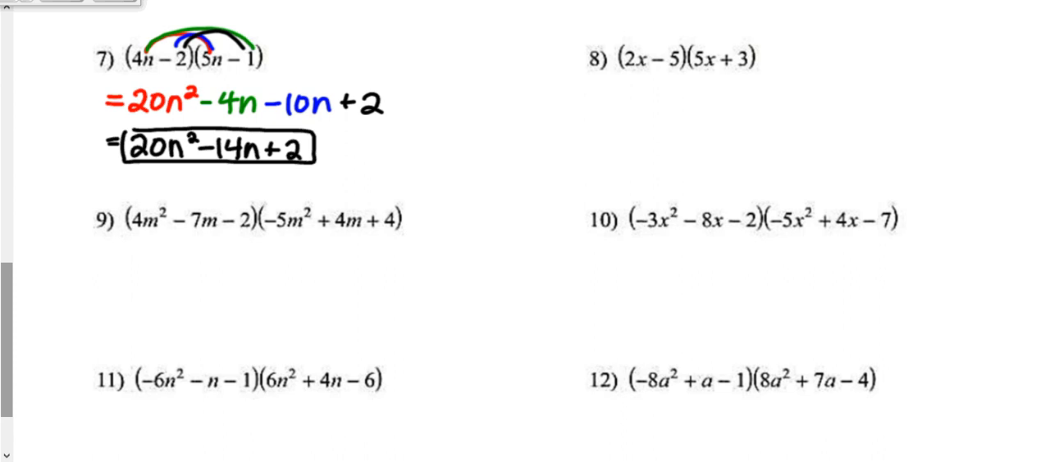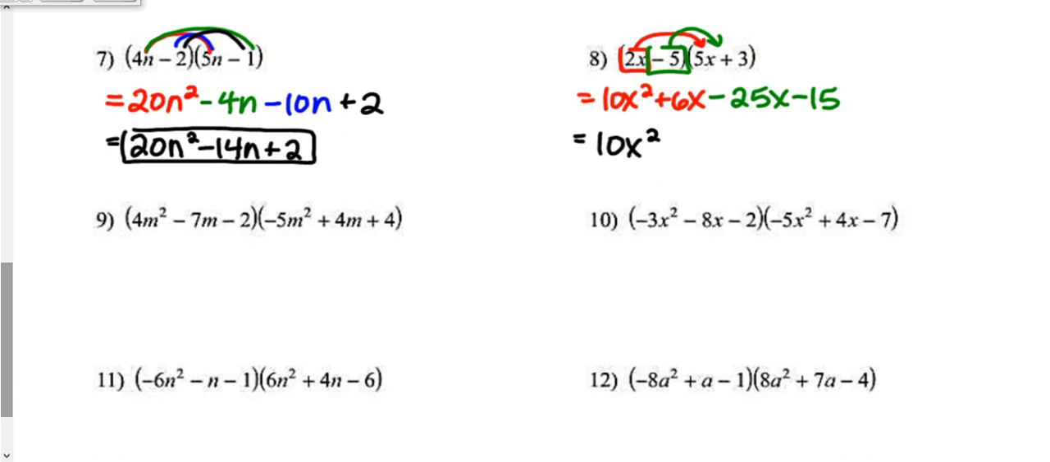So you can use this strategy again on number 8, but I just want to show you kind of looking at it a different way. So what you can do is first distribute the 2x to these numbers. So that would be a 10x squared and a 6x. And then you can distribute the negative 5 to these numbers. So a negative 25x minus 15. It's actually the same exact thing as FOIL. It's just thinking about it a different way, kind of structuring it in your head a different way. So now I'm just combining like terms, so that would be negative 19x.